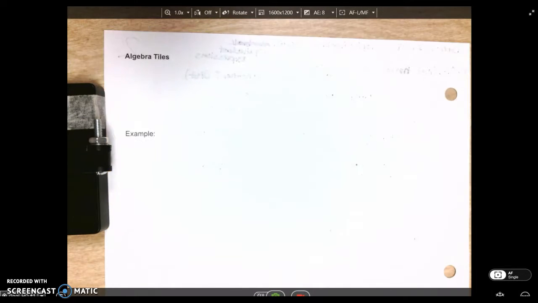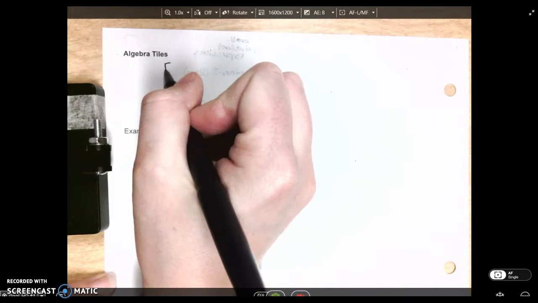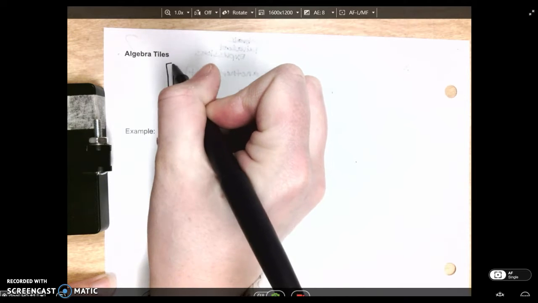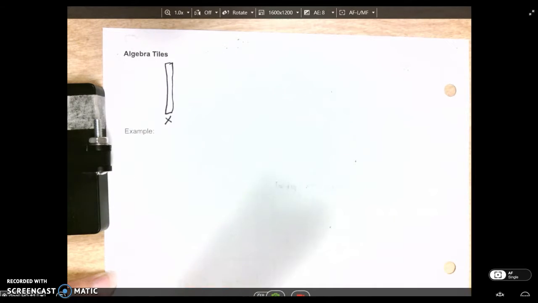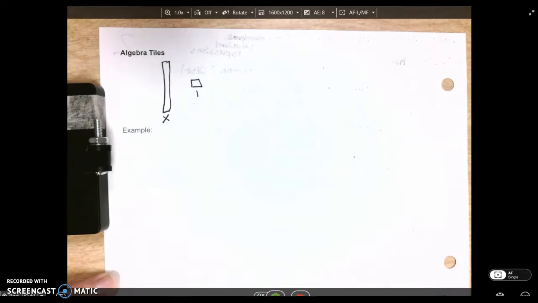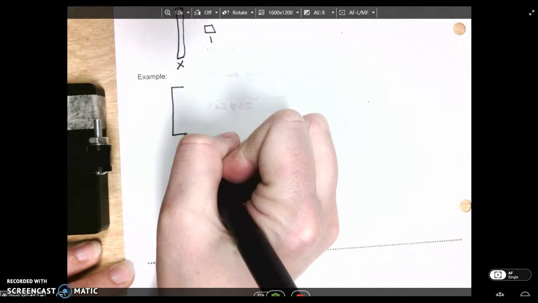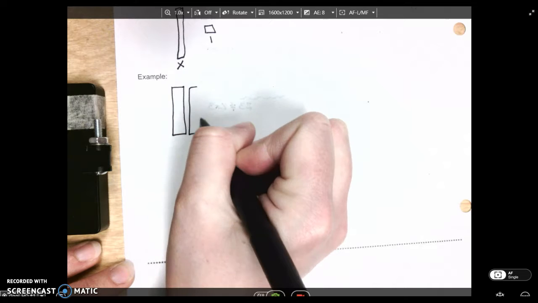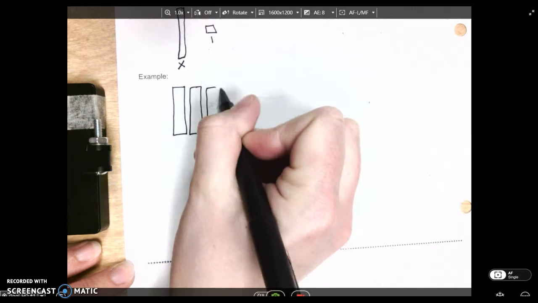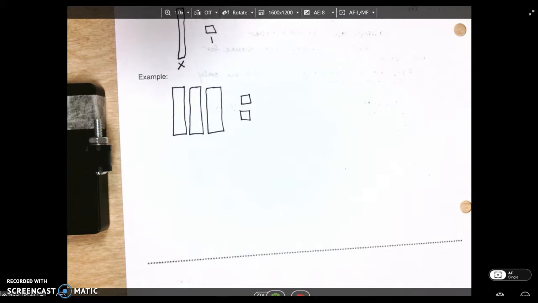So, algebra tiles. There are 2 types of algebra tiles that we'll be using as 6th graders. There's one that looks like a rectangle, which usually stands for your variable. We usually use x. And then there's a square, which stands for 1. So, if I was to make an example, well, I'm going to look here, and I'm giving this to you. So this is not something you're like, well, how do you get that? I'm just giving it to you.